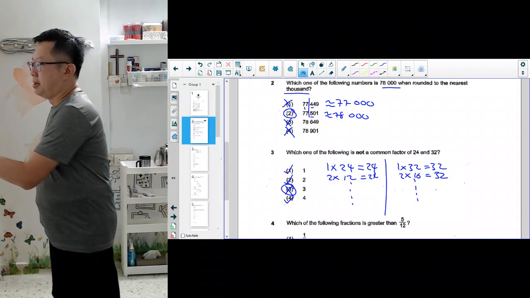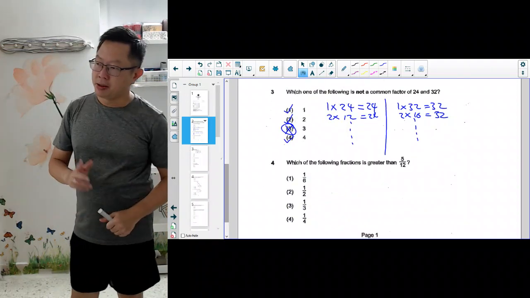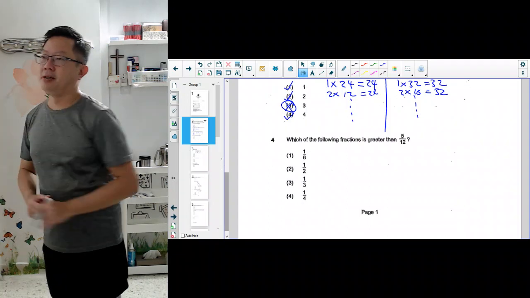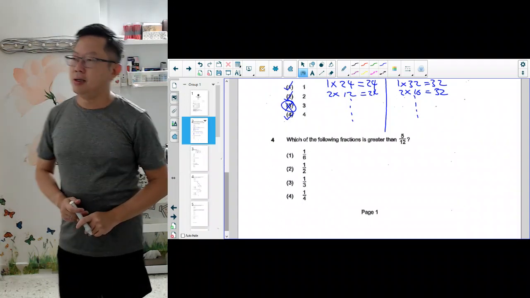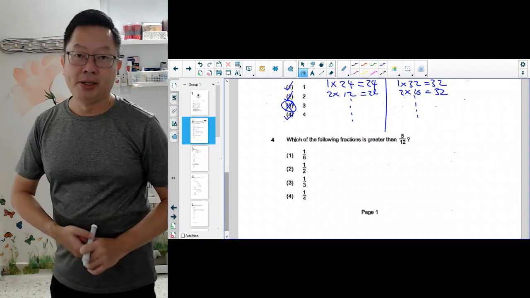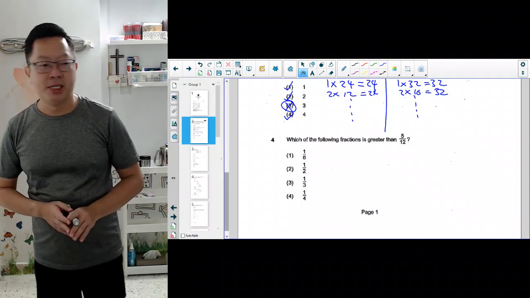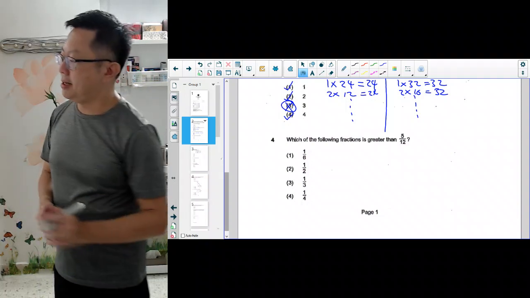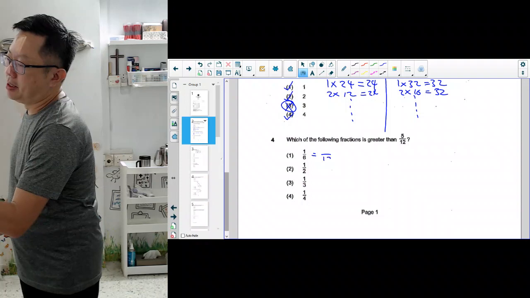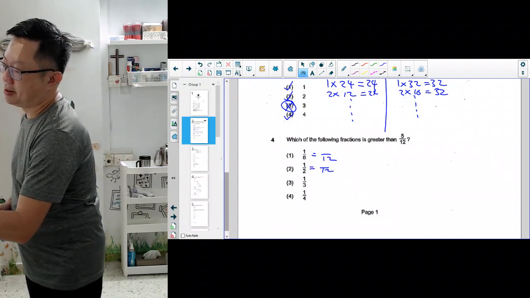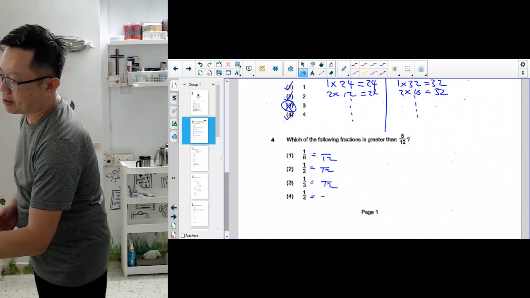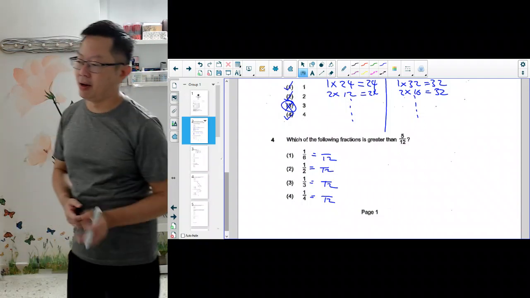Okay, let's go to number 4. Which of the following fractions is greater than 5 over 12? So you will have to make the denominator all the same. Every time you compare fractions, you have to make the denominator the same. So you make them into all the same denominator. And then you see which fraction is greater than 5 over 12.